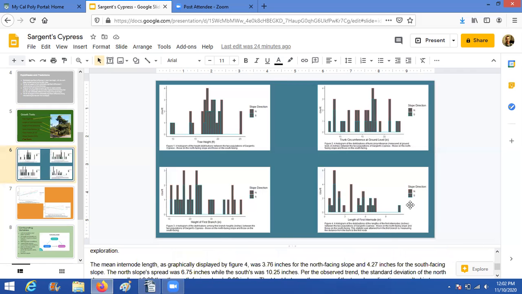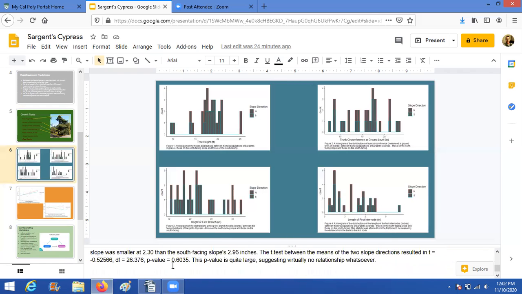And so for internode length, we'll just cut to the chase. P-value is 0.6035. Like literally no relationship whatsoever. That was by far the highest.